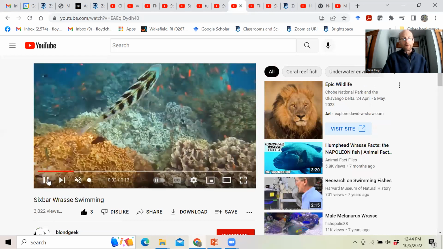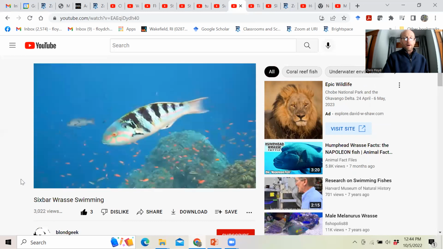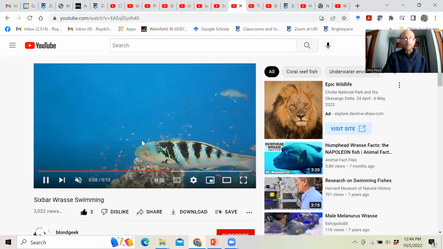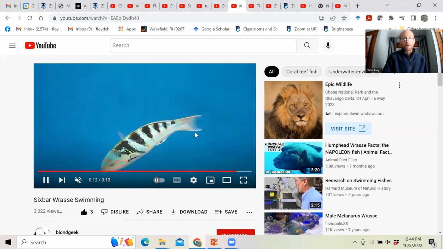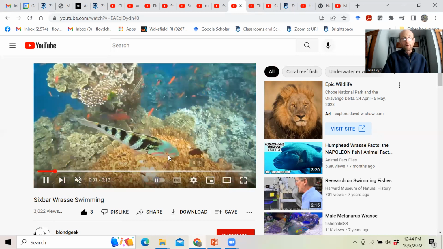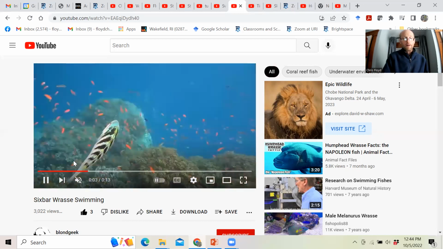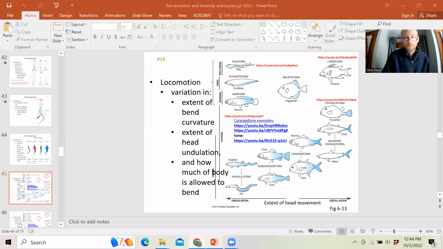How about a wrasse, something like a tautog? This is not a tautog, but it's a wrasse. Notice how much of the front of the body is fixed, and the motion comes from the pectoral fins and then the caudal region. But it's all fairly similar.